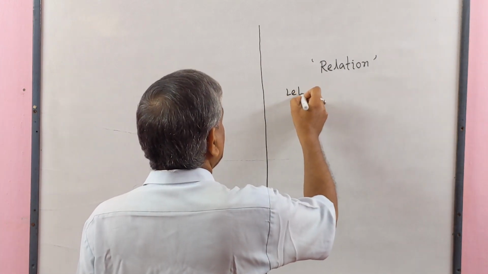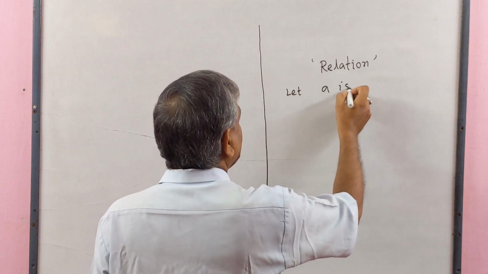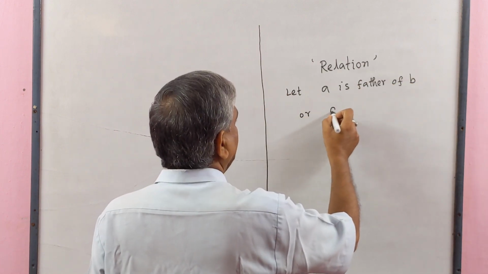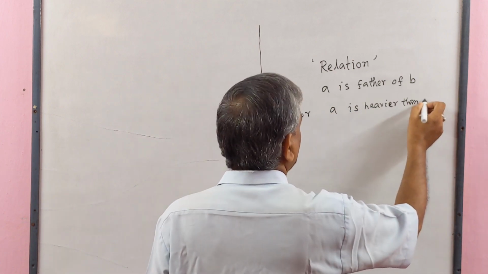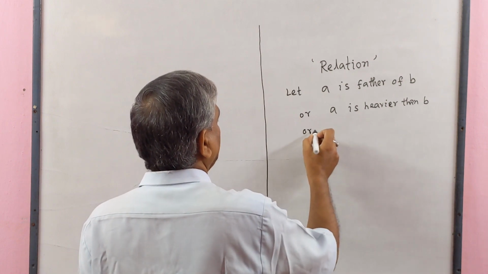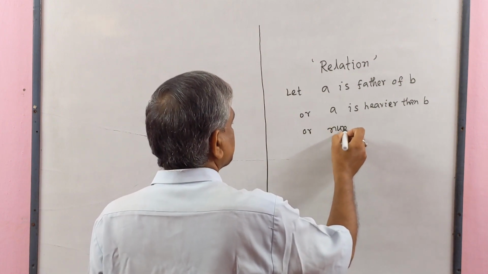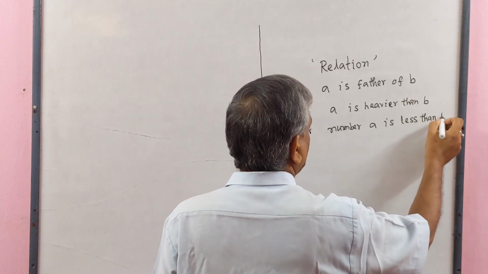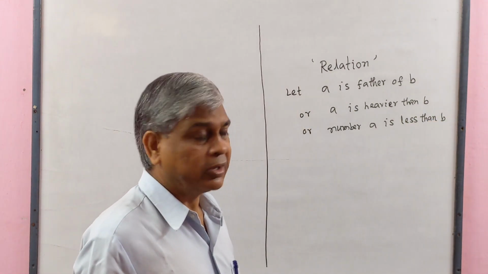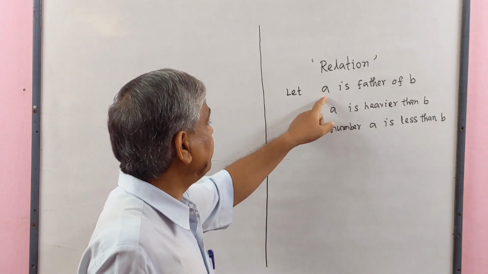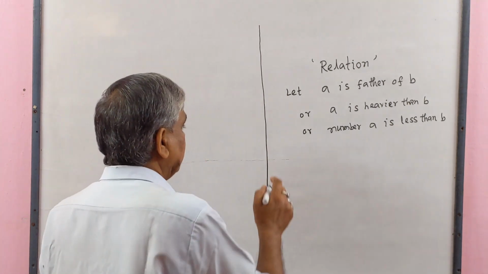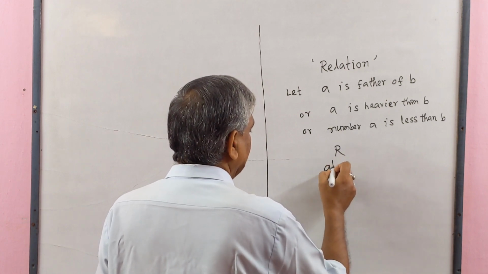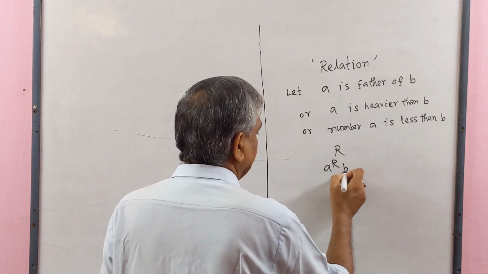Let A is father of B, or A is heavier than B, or number A is less than B. In each case, here we get a relation between A and B. If we denote the relation by R, we may write A is related to B.